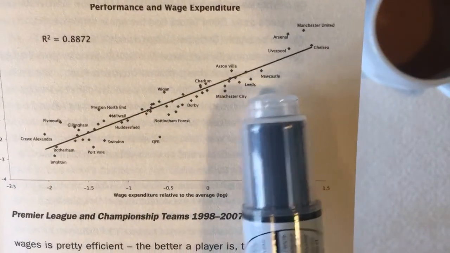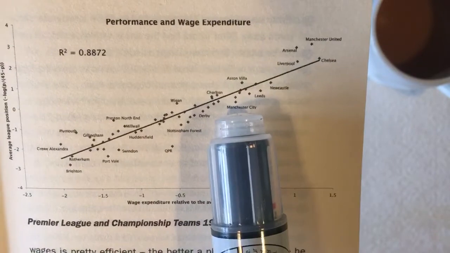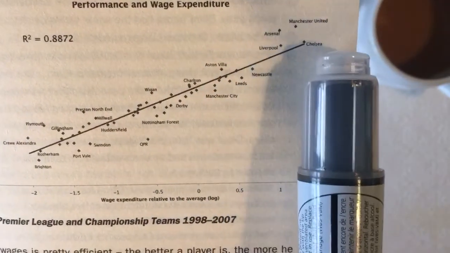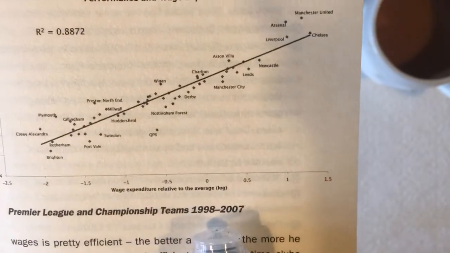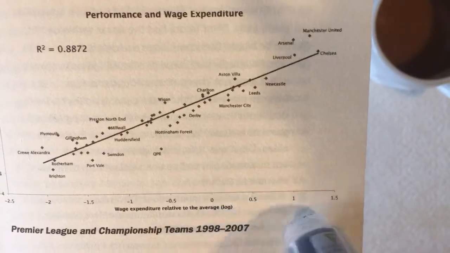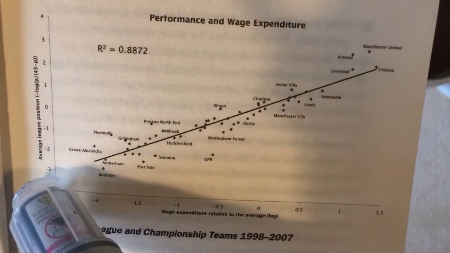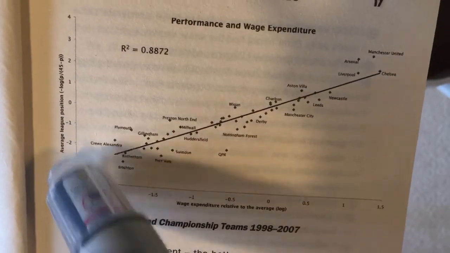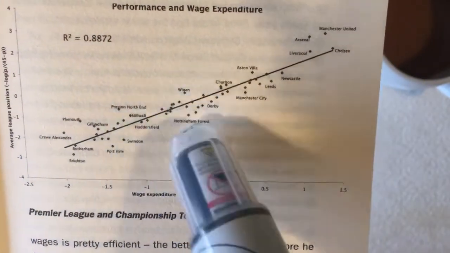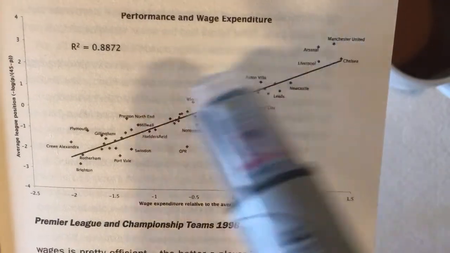Man City weren't very good once in a while, and they're there. Leeds are there. There's Man U, there's Chelsea. Look at the dates. So obviously, the top teams are going to be spending more money on wages, and the average league position is going to be there. And they got all the points, and they drew a line of best fit.